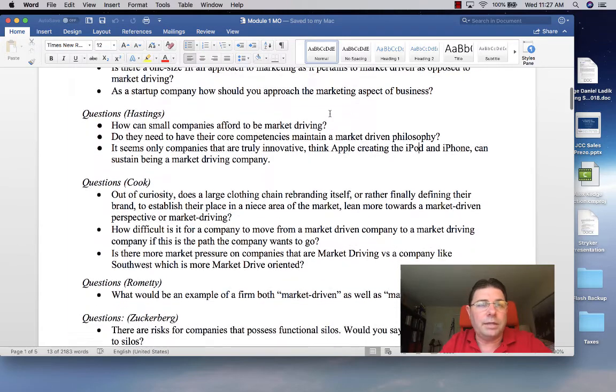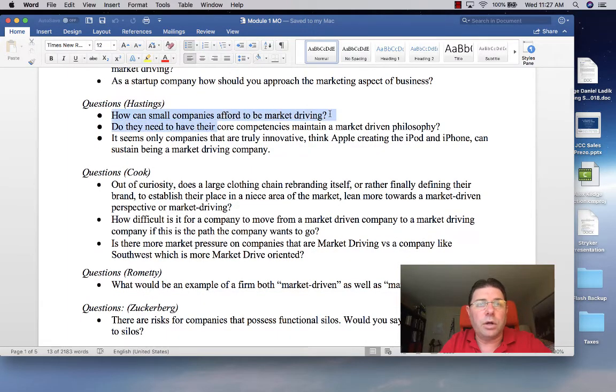All right, Team Hastings. How can small companies afford to be market-driven? They don't have a choice. By definition, they have to be market-driven or they're not going to survive. It's probably even more important for small companies, and sometimes it's probably easier to do it in smaller companies because there's fewer employees, everybody knows each other, it's a flatter organization, and small companies only survive if they can provide something to the marketplace. It's not like they have legacy.